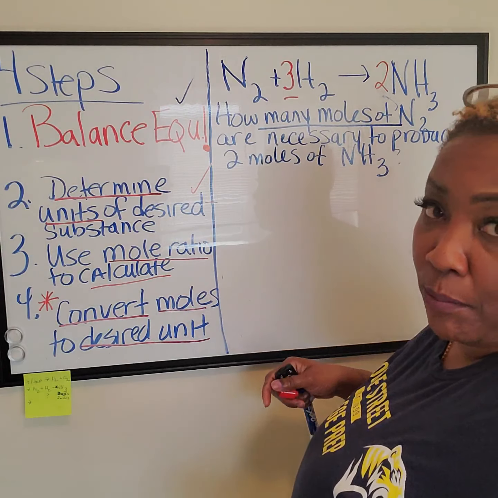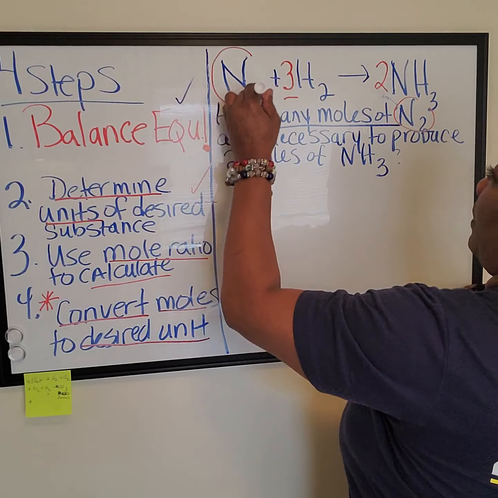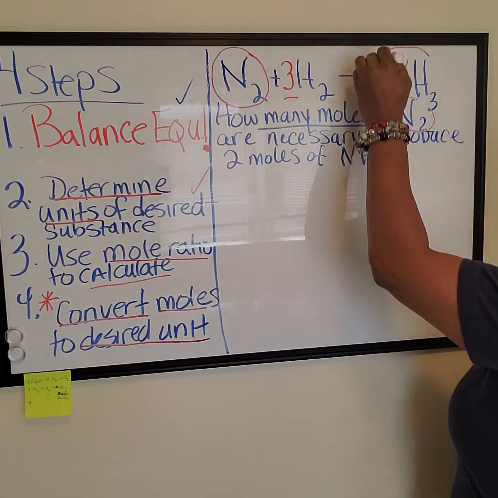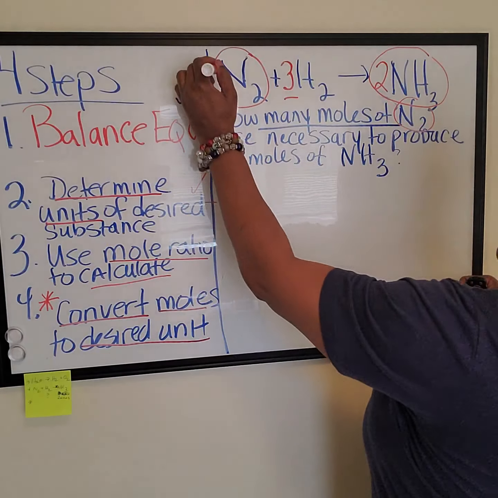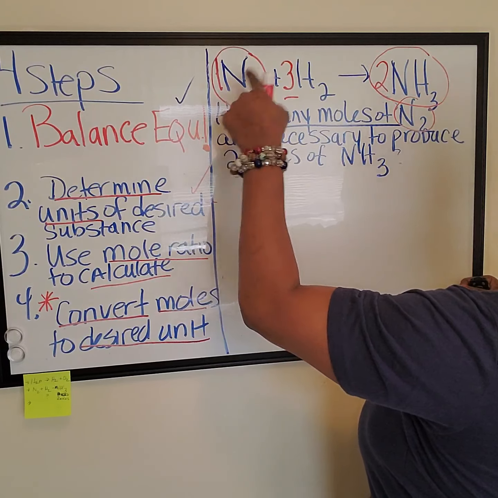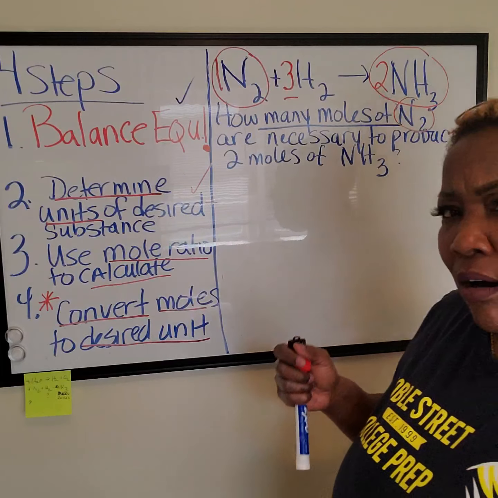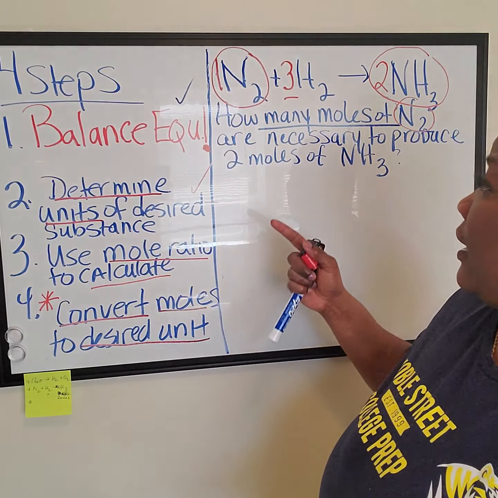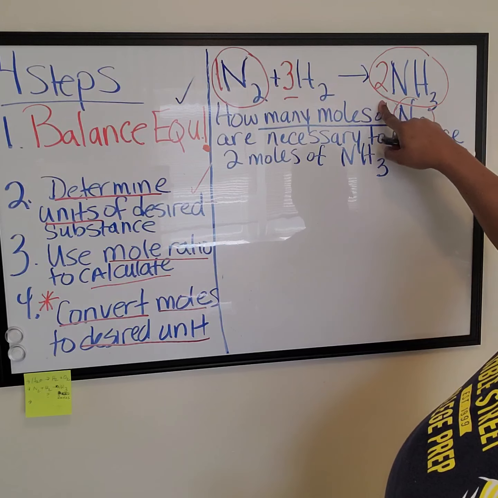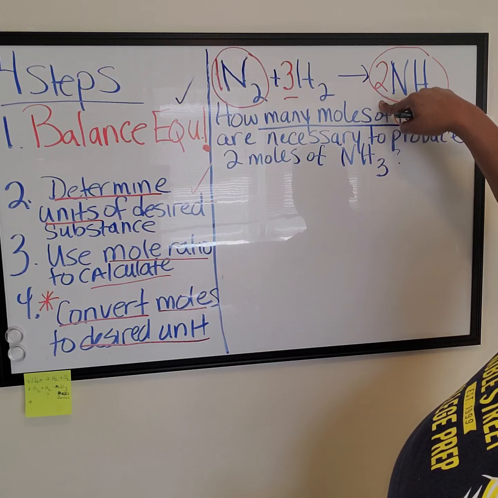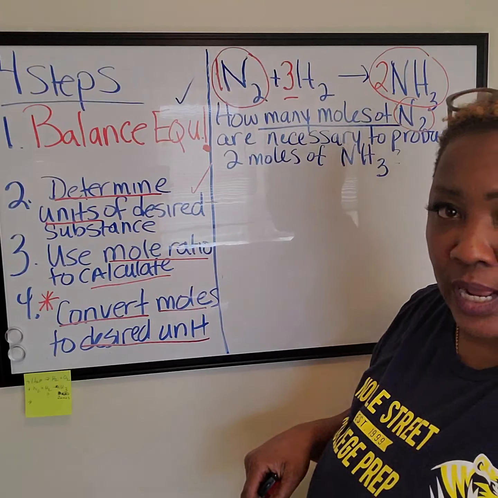Number 3, let's use our mole ratio. So what do we have? They're asking about which one? Nitrogen. So we're asking about nitrogen, and we're asking about the whole molecule of ammonia, right? NH3. So it looks like we have 1 mole of N2 to every 2 moles of NH3. So without even doing all the calculations, let's think about this. If I have 2 moles of ammonia, how many moles of nitrogen would I need?